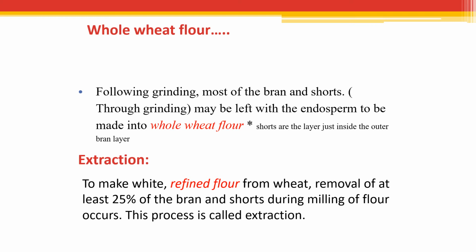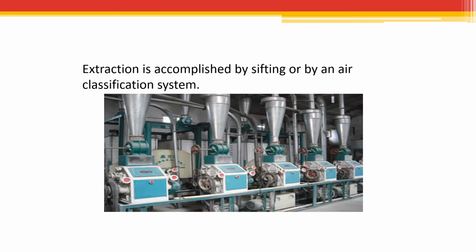To make white and refined flour from wheat, removal of at least 25% of the bran and shots during milling of flour occurs. और इस process को extraction कहा जाता है. Here you can see the machinery जिससे extraction होती है. It is accomplished by sifting or simply by an air classification system.